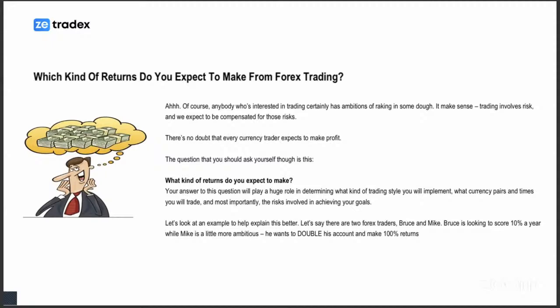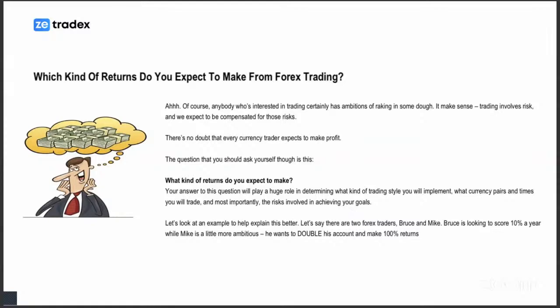Which kind of returns do you expect to make from forex trading? Of course, anybody who's interested in trading certainly has ambitions of racking in some dough, greenbacks, making some money. It all makes sense because trading involves risk, and we expect to be compensated for those risks. So there's no doubt that every currency trader expects to make profit.